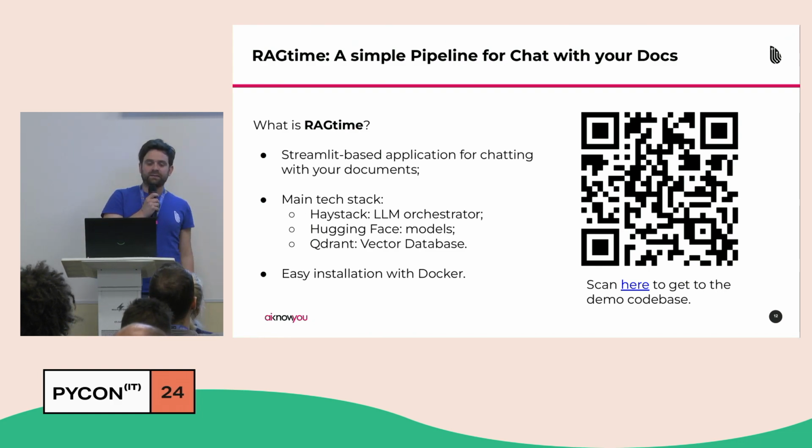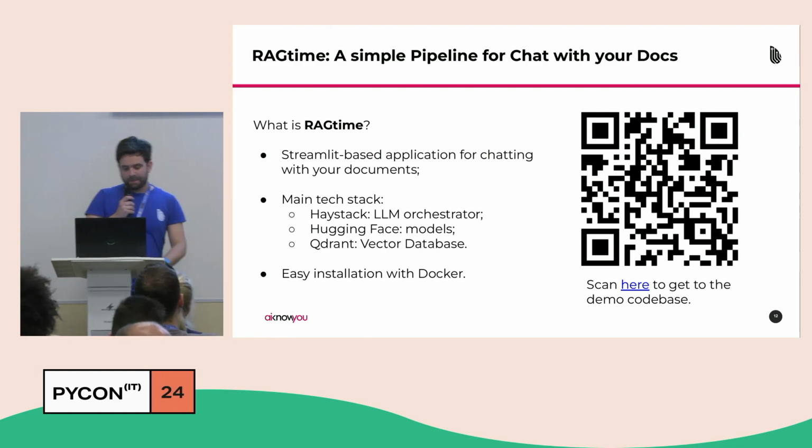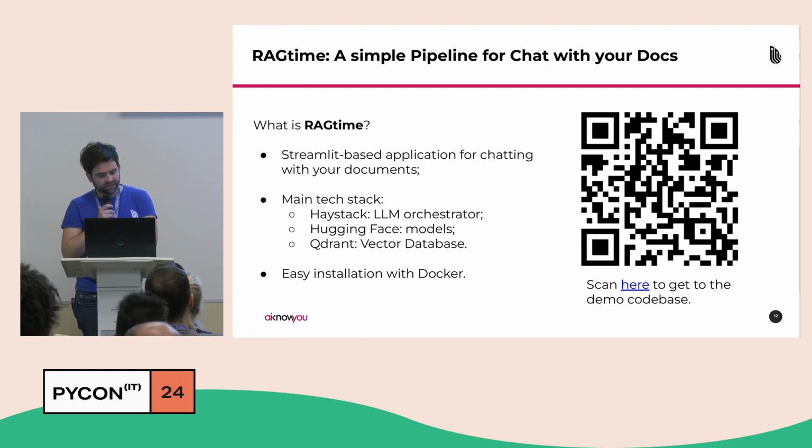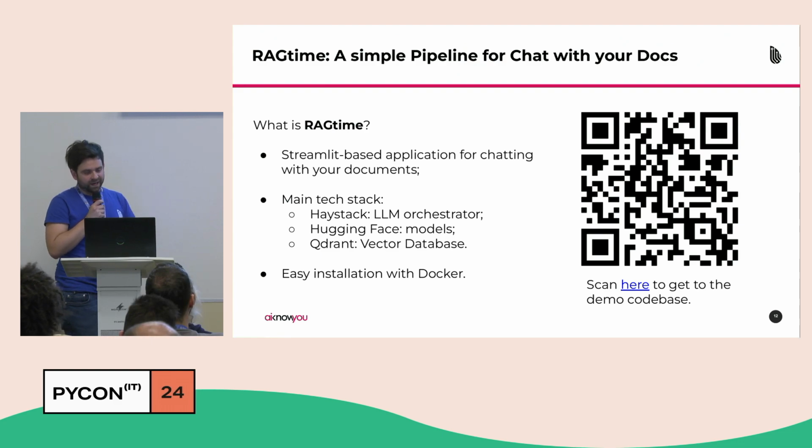The main tech stack is three libraries. Haystack, which is the LLM orchestrator. Hugging Face for the model, because it's an open source platform, and I think this is useful for this presentation. And Qdrant, which is an efficient vector database. I had the opportunity to prove the efficiency. I'm not working actually with Qdrant, but I think it's a cool technology.